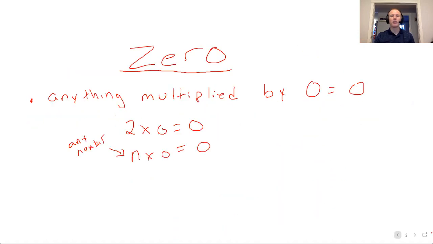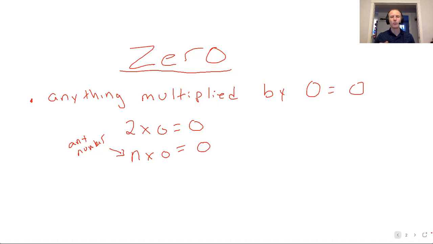We also want to take a look at zeros. Now, this first part is something we've talked about, and you all know, and I'm comfortable that we can move through it kind of quickly. Anything multiplied by 0 equals 0. So any number out there, if you multiply it by 0, it's 0.